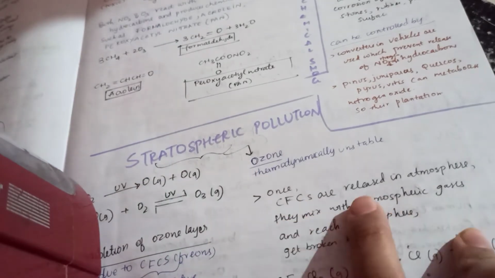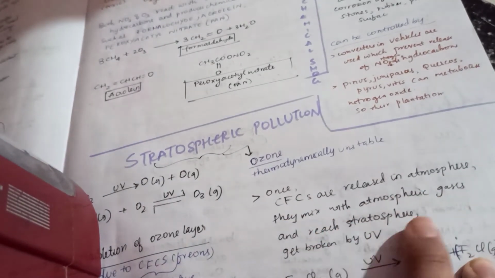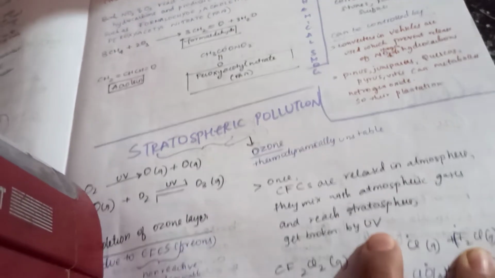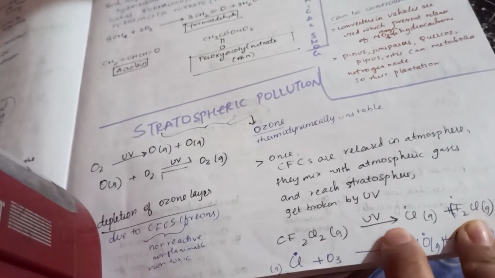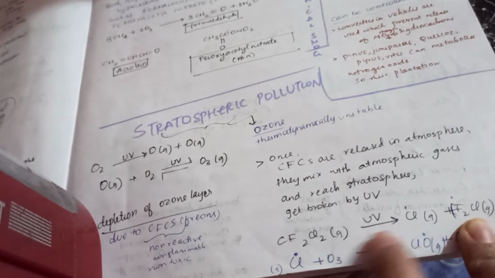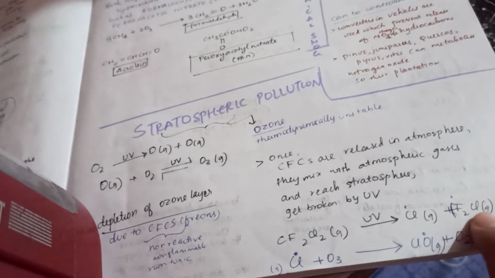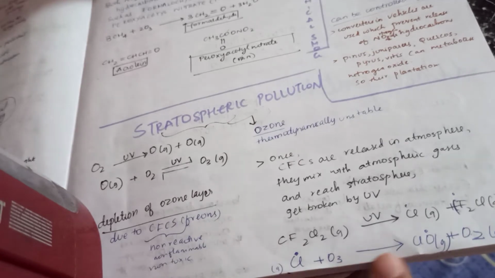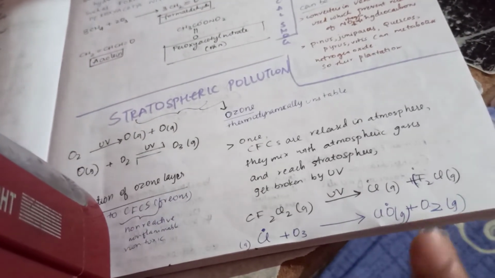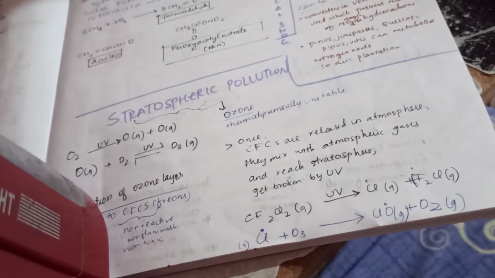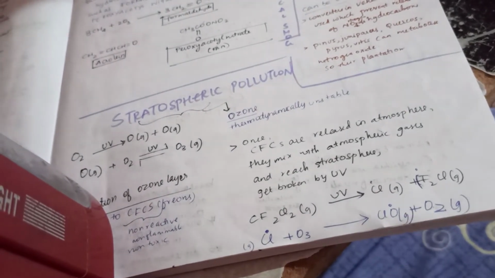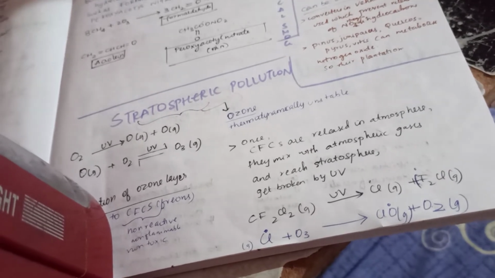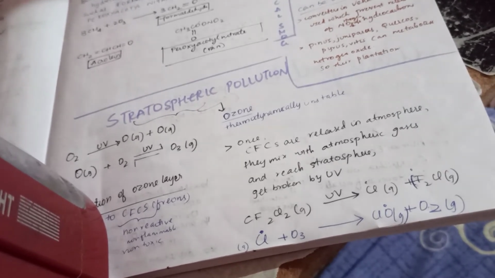Okay, now once CFCs are released in the atmosphere, they mix with atmospheric gases, reach the stratosphere and get broken by UV. Okay, CF2Cl2 is broken into Cl plus CF2Cl, and the Cl reacts with O3 and forms ClO plus O2. So here O3, the ozone layer, is damaged because it reacts with chlorine and forms other compounds. So when ozone decreases, UV rays directly enter the earth. I guess you got the point. Okay, now let's go to the next page.